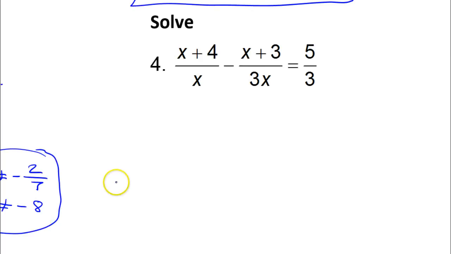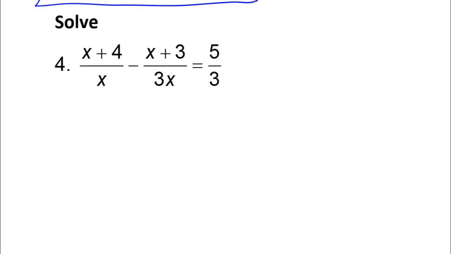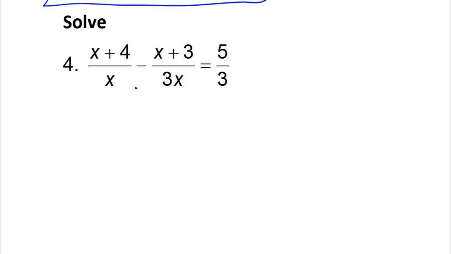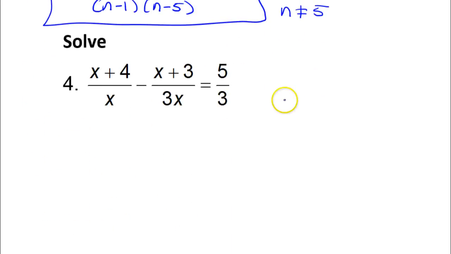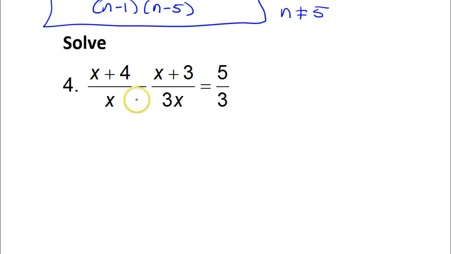All right, so finally we have to solve this equation. Now, when you're solving equations, we're going to find like denominators just like we do for when we're adding and subtracting. The difference is once we get our like denominator, we're going to cancel out the like denominator. That's the difference. Okay, so let's make like denominators. I see x and I see 3 and I see a 3 and an x. So I think we can make all of these denominators into 3x.